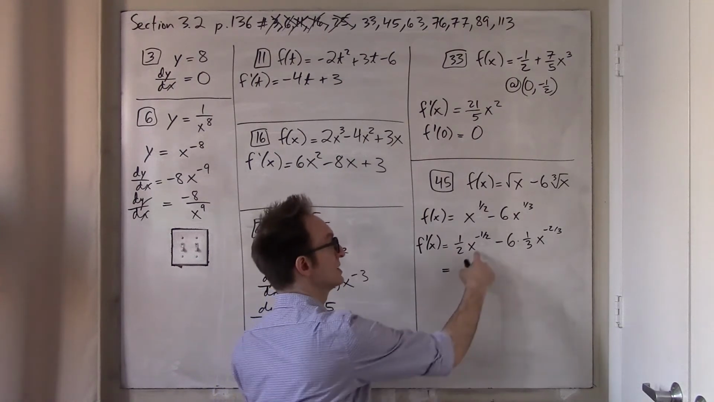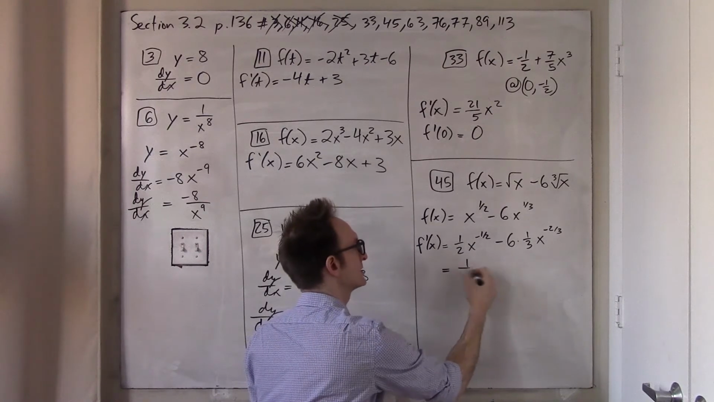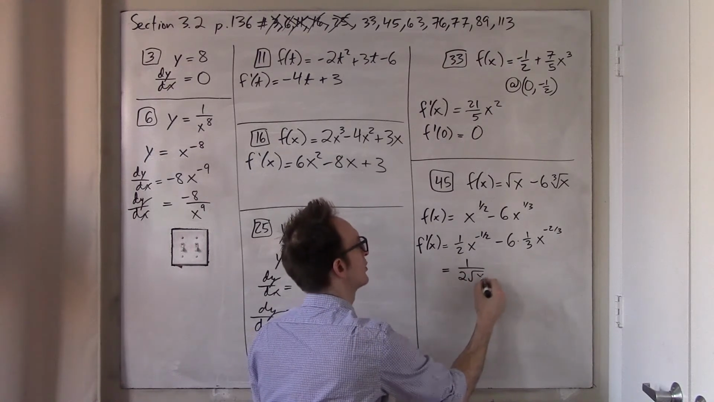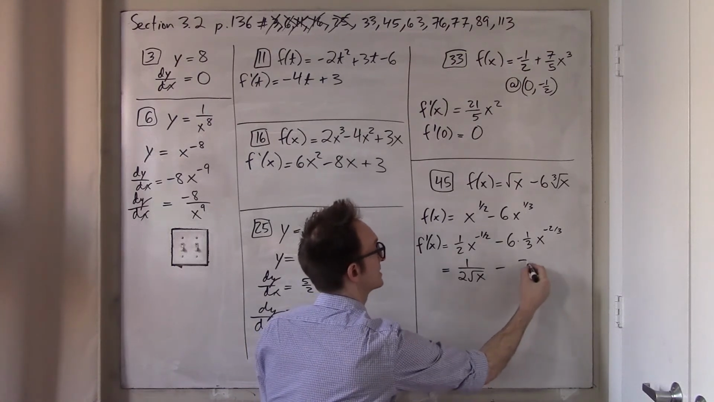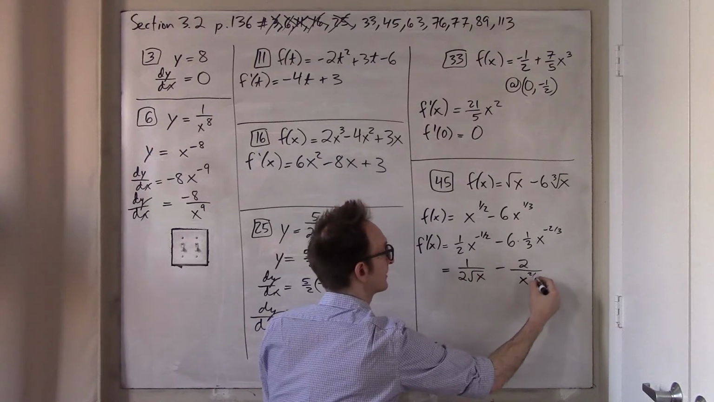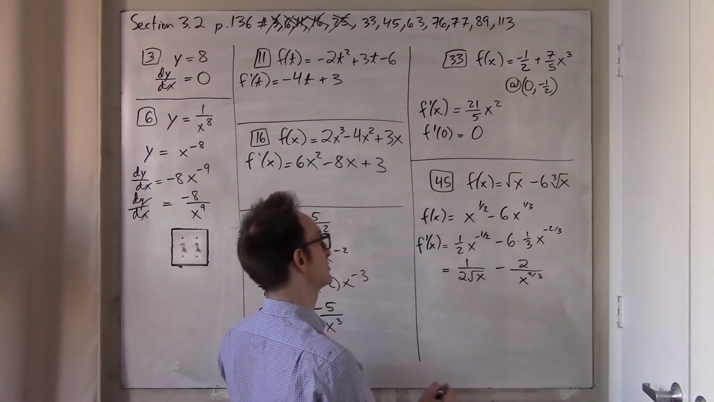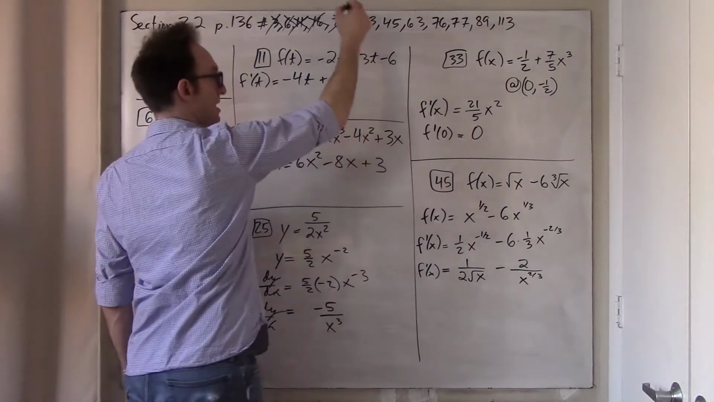So what is x to the negative 1/2? Well, it's 1 over x to the 1/2. In other words, this is 1 over 2 root x. And that becomes minus 2 over, x to the negative 2/3 is like 1 over x to the 2/3. So that's how I would leave my final answer.